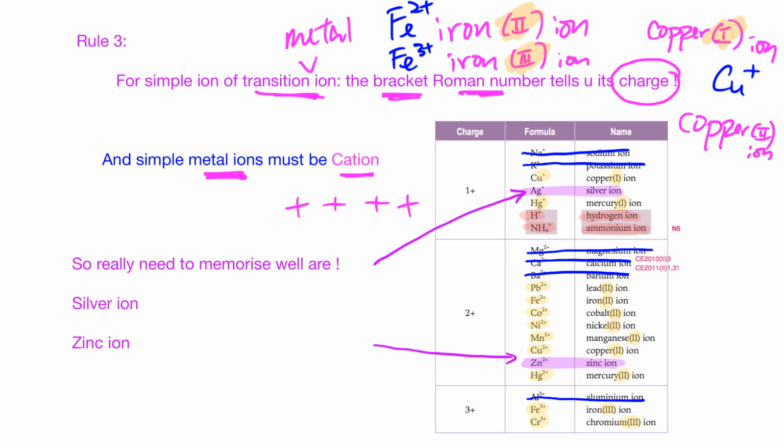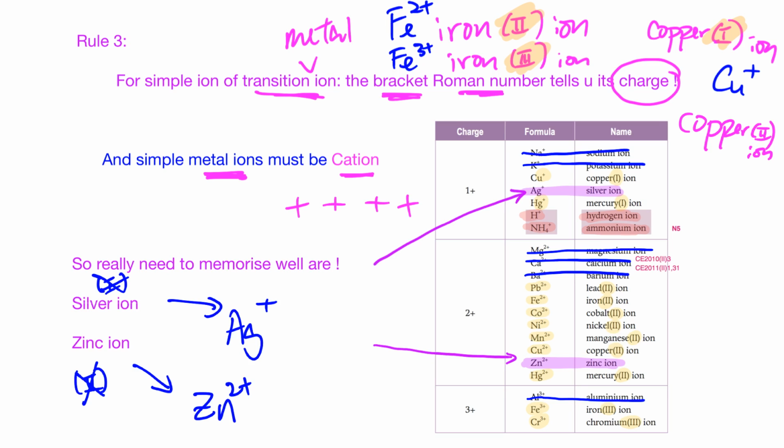But for silver ion, it is not. Silver ion will just have 1 only. So silver, you can't see bracket there. Zinc is also the same. Zinc only have 2 plus. So it is not necessary to add bracket 2 or bracket 1 right there. If you add, you will get wrong. Okay, so these two are very important example. You have to bear in mind.